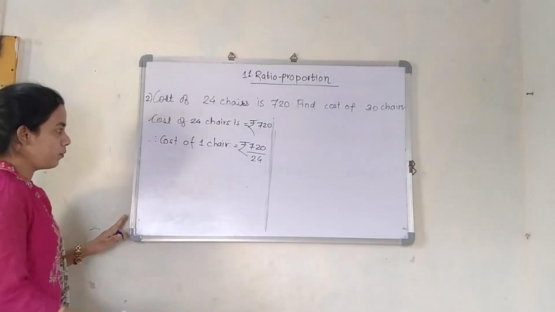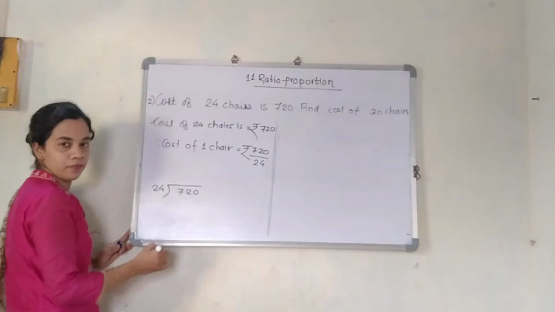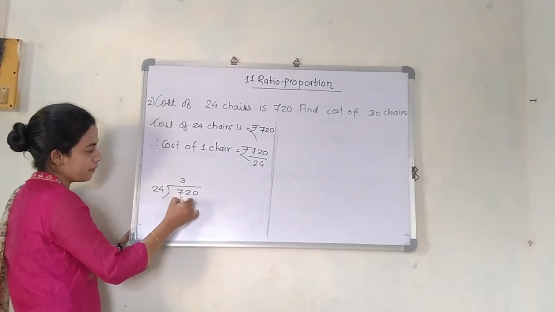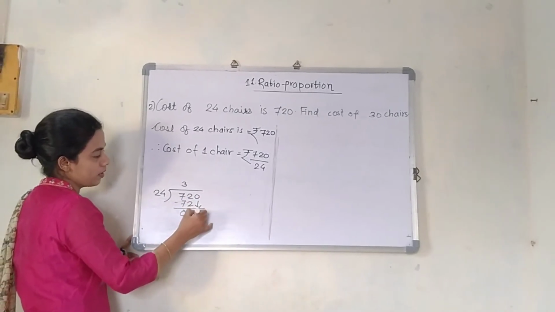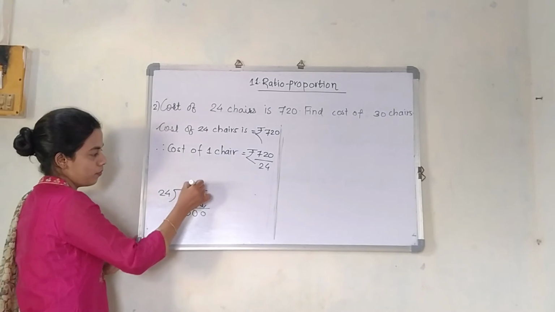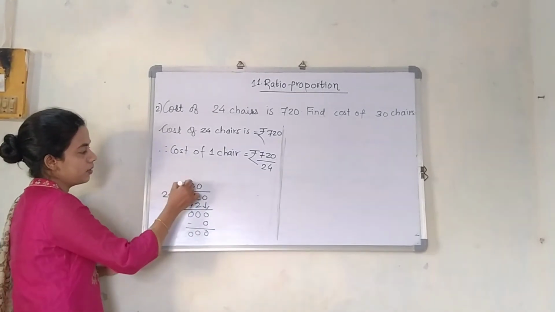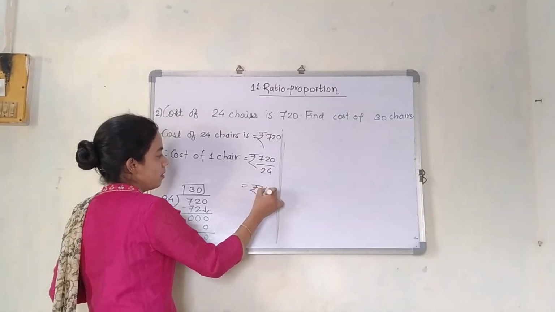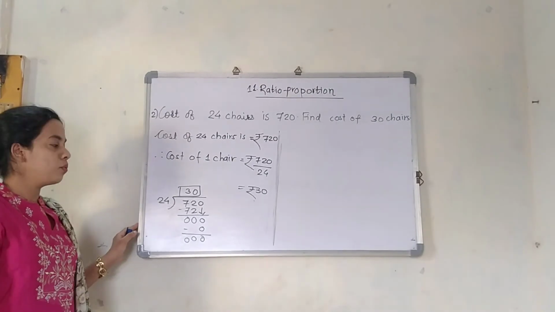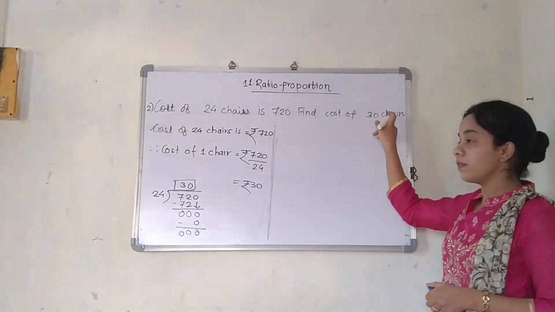Now the calculation we will do over here sideways. 24 over here, 720 over here. 24 3s are 72. 0, 0. This 0 will come down. 24 zeros are 0. So what is the cost of 1 chair? The cost of 1 chair is rupees 30. So now we are going to find the cost of 30 chairs.